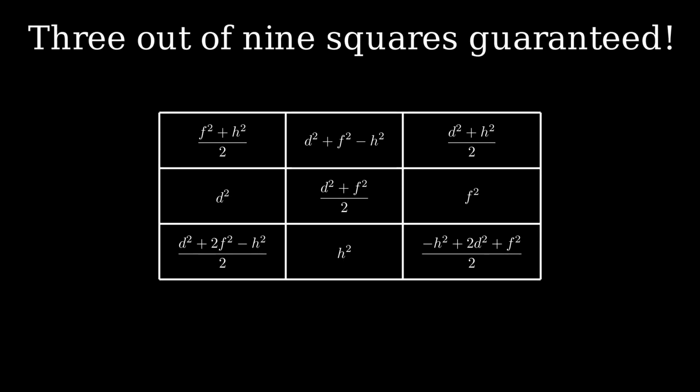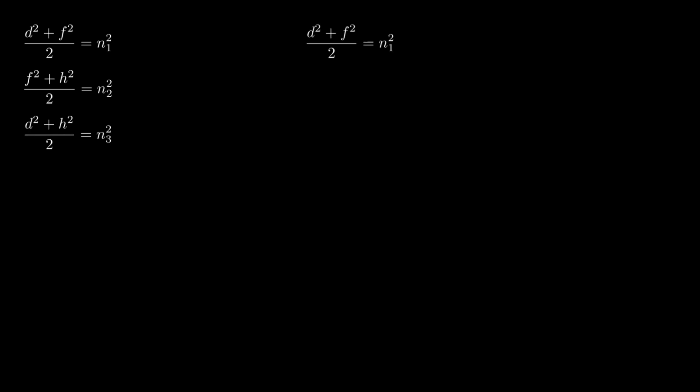Now, out of the 9 cells of the new table, 3 intrigued me because they were so similar in structure. These 3 values were so special to me, I gave them their own names: n1 squared, n2 squared, and n3 squared, as they should still be square values. Now, after a lot of messing around and doing some algebraic gymnastics, I found something interesting about this form.